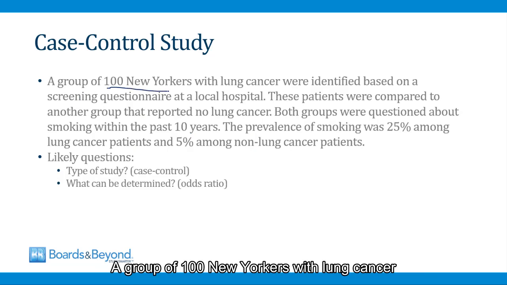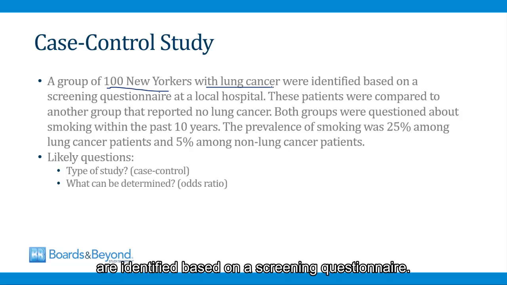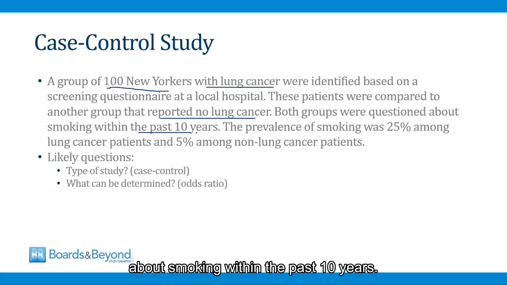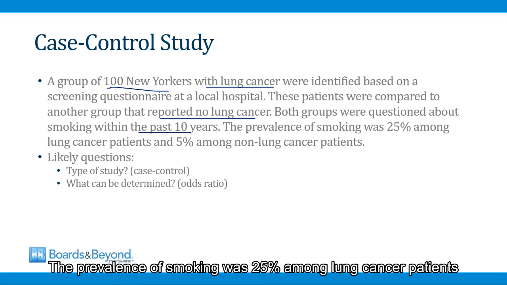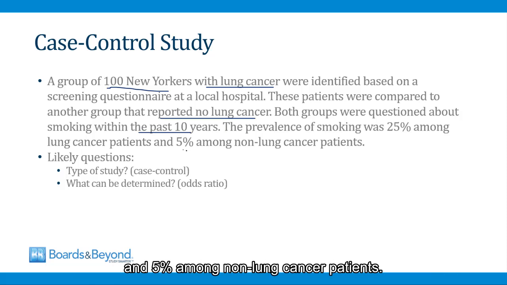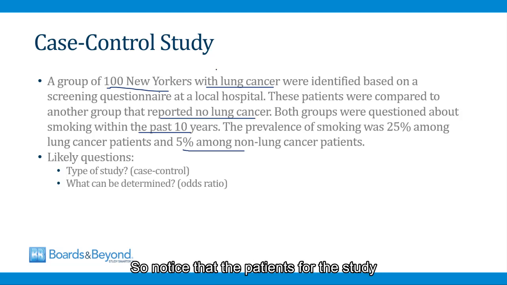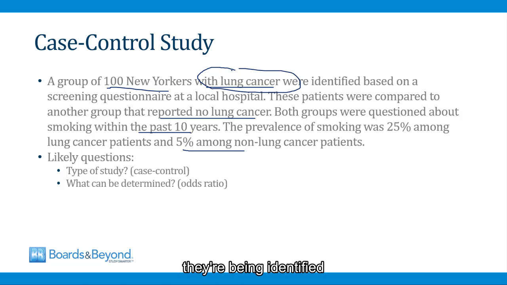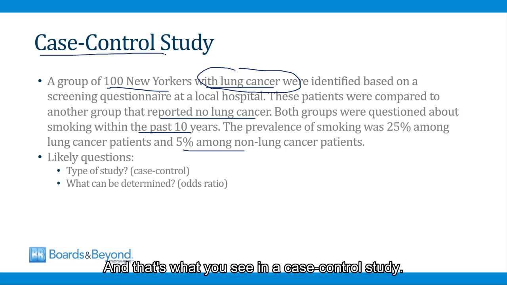A group of 100 New Yorkers with lung cancer are identified based on a screening questionnaire. These patients are compared to another group that reported no lung cancer. Both groups were questioned about smoking within the past 10 years. The prevalence of smoking was 25% among lung cancer patients and 5% among non-lung cancer patients. So notice that the patients for the study are identified by whether or not they have lung cancer. They're being identified by the presence or absence of disease, and that's what you see in a case control study.